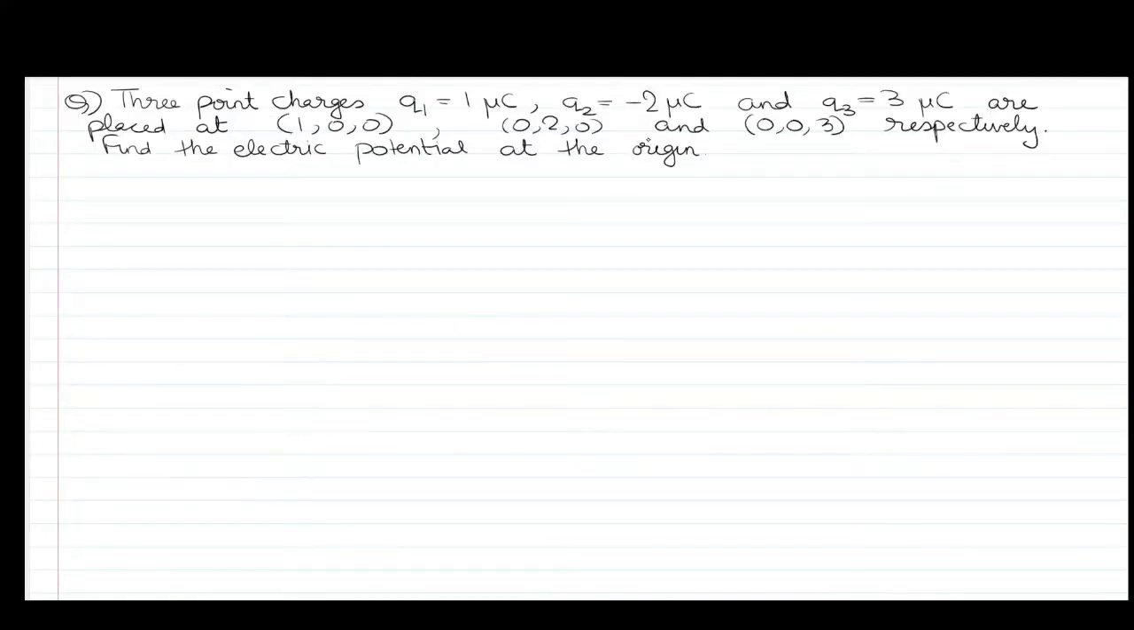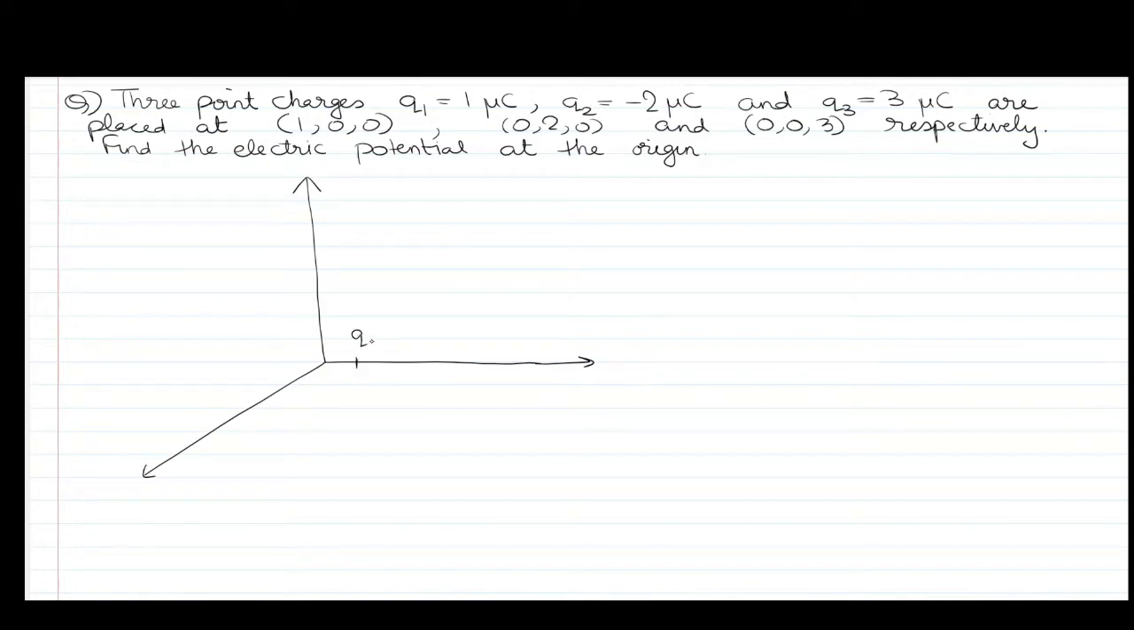This is a question which says that three point charges, Q1 is equal to 1 microcoulomb, Q2 is equal to minus 2 microcoulomb, and Q3 is equal to 3 microcoulomb, are placed at (1, 0, 0), (0, 2, 0), and (0, 0, 3) respectively. Find the electric potential at the origin. So first of all, we will draw a diagram. This is the x-axis, then y-axis, and the z-axis. And there is a point (1, 0, 0).